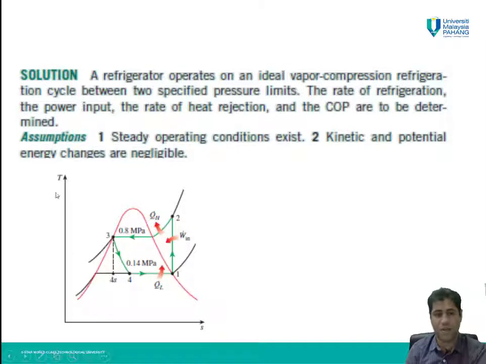So as you can see here, we have updated the graph which I showed you in previous slide, and I have already put the values of the pressures which we have. You can see here the pressure for this process is 0.8 megapascal, and for this process from state 4 to state 1 is 0.14 megapascal, and W dot in, QL, and Q dot H.